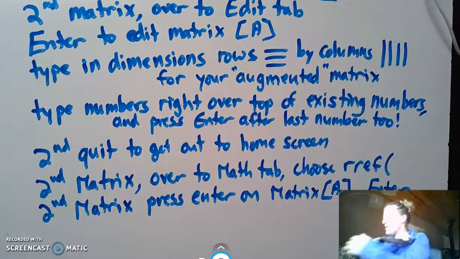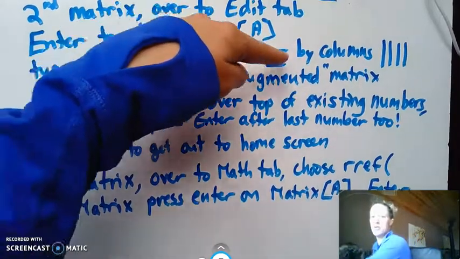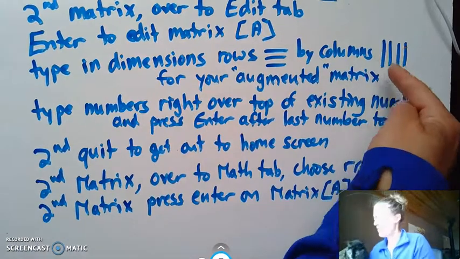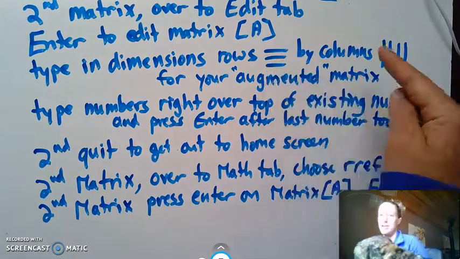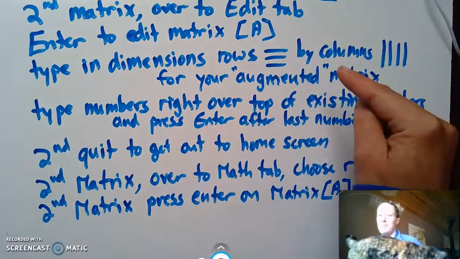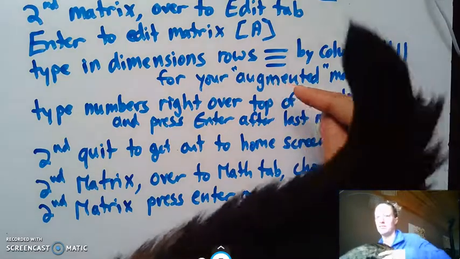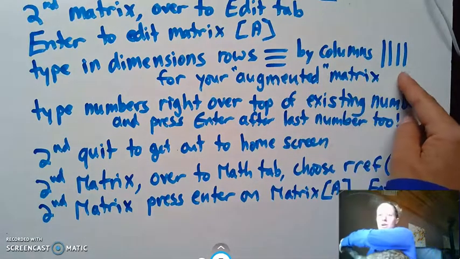You'll type in the dimensions. The dimensions first go rows, like across, by columns. So if there are 3 rows and you also have the answer column, so augmented means the answer column is with it, then you'll have 4 columns.